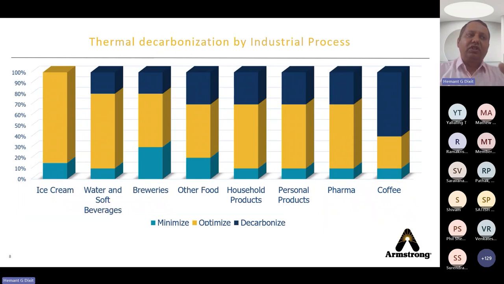If you see the thermal decarbonization possibilities in different industries, starting from ice cream to coffee, soft beverages, breweries, other food industries, household products like FMCGs, pharmas, all these industries have different percentages of potential in different areas like minimization, optimization, or decarbonization by de-steaming. In the ice cream industry, optimization will give the major chance of savings. But for beverages and breweries, there are equal opportunities with minimization, optimization and de-steaming. And for coffee, we can get more benefit by de-steaming rather than putting more effort on minimization. So it changes from industry to industry, and we should focus on each industry with a customized solution to give the right answer.